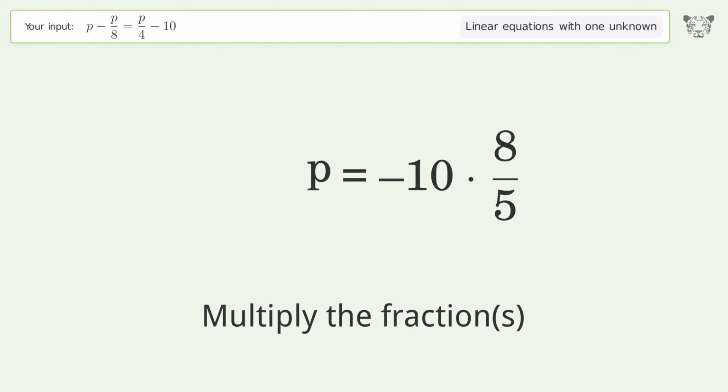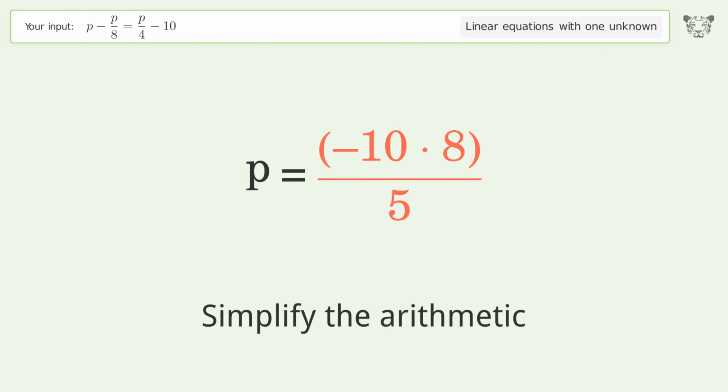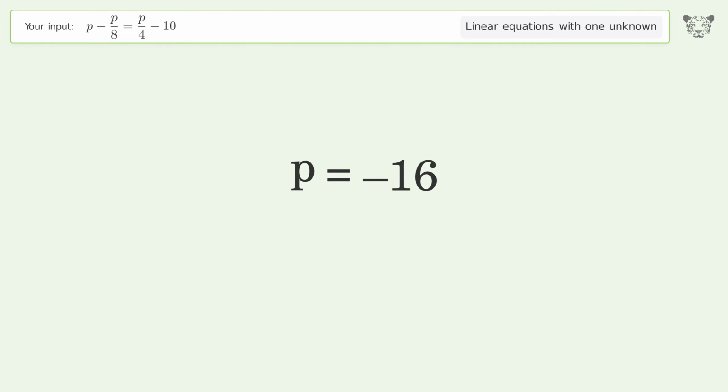Multiply the fractions. Simplify the arithmetic. And so the final result is p equals -16.